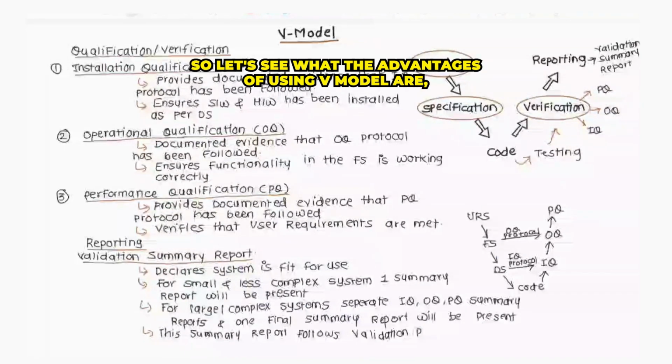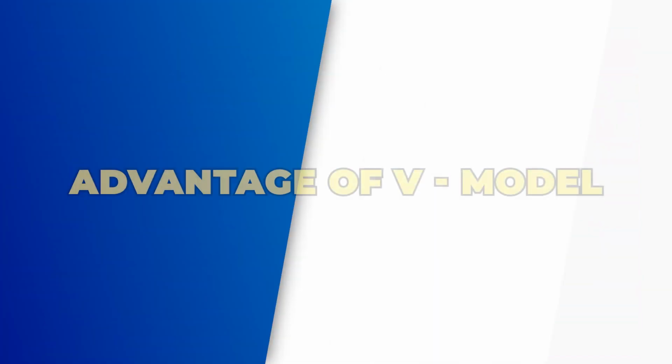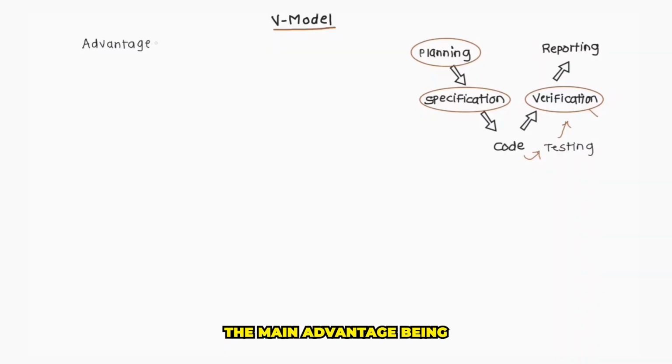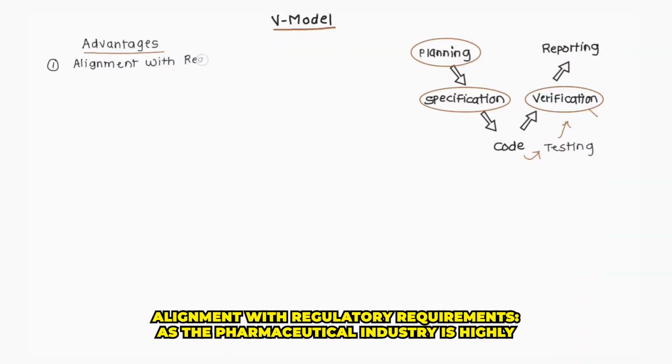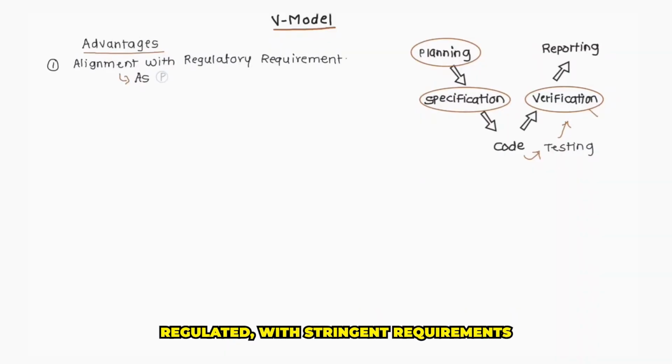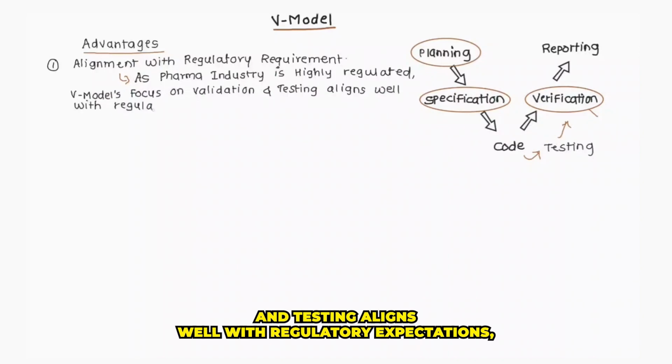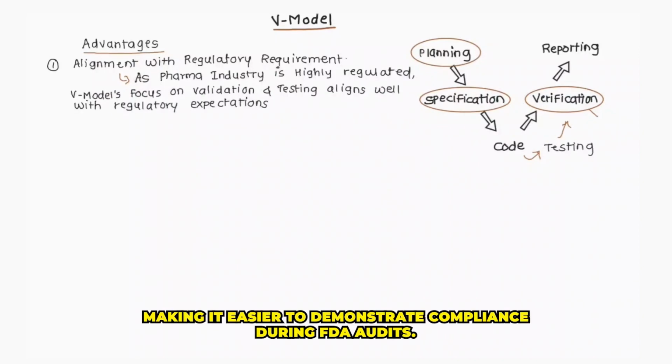So let's see what the advantages of using the V-Model are. The main advantage being alignment with regulatory requirements. As the pharma industry is highly regulated with stringent requirements from regulatory bodies such as the FDA, the V-Model's focus on validation and testing aligns well with regulatory expectations, making it easier to demonstrate compliance during FDA audits.